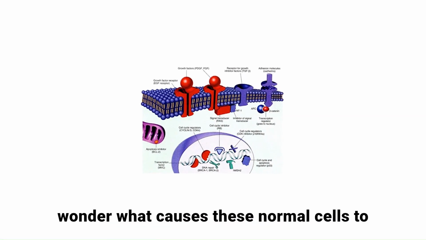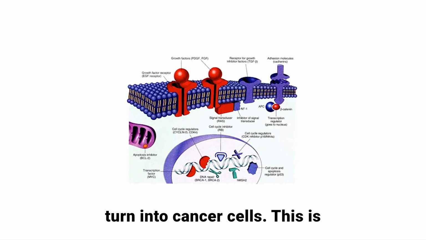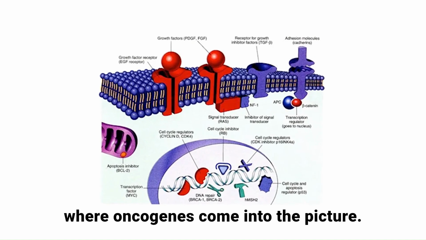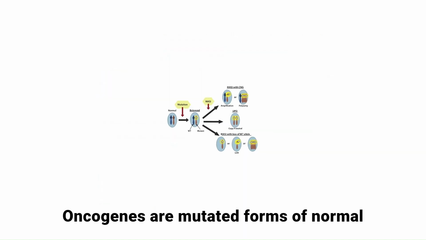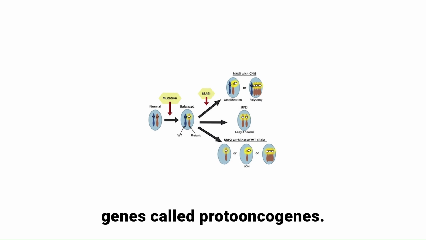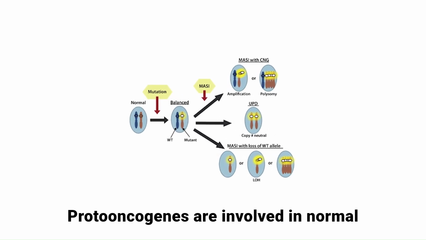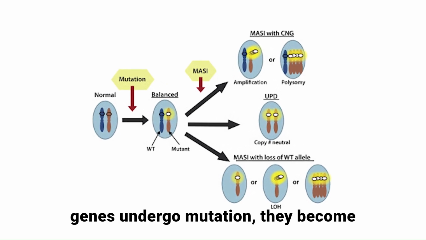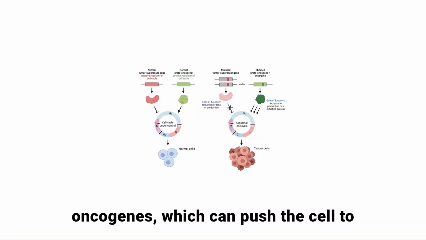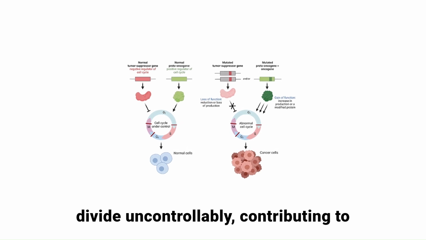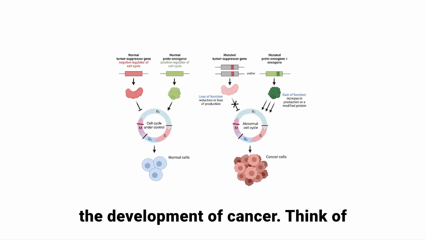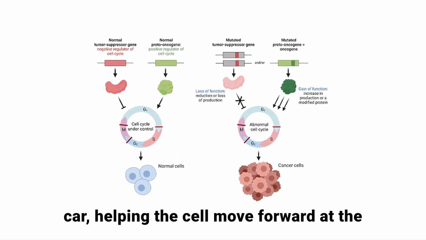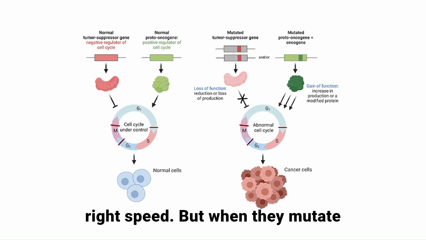Now, you might wonder, what causes these normal cells to turn into cancer cells? This is where oncogenes come into the picture. Oncogenes are mutated forms of normal genes called proto-oncogenes. Proto-oncogenes are involved in normal cell growth and division. When these genes undergo mutation, they become oncogenes, which can push the cell to divide uncontrollably, contributing to the development of cancer.